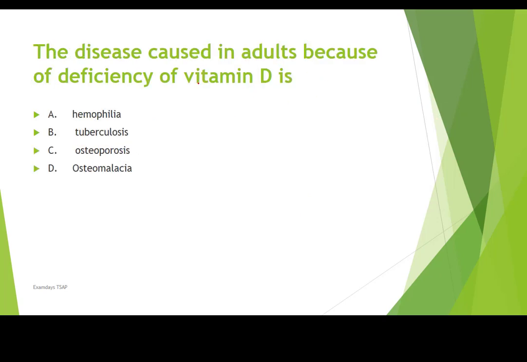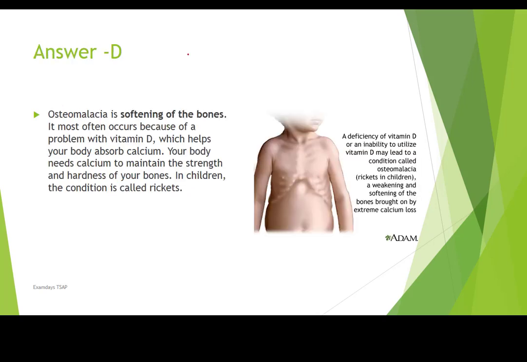The disease caused in adults because of the deficiency of vitamin D. A, hemophilia, B, tuberculosis, C, osteoporosis, and D, osteomalacia. Okay, the correct answer is osteomalacia. This is because of the vitamin D deficiency.